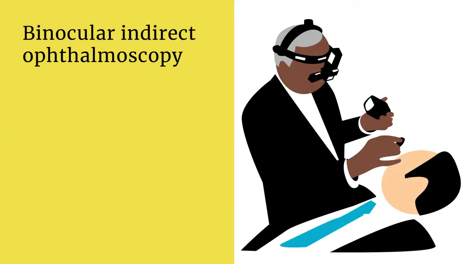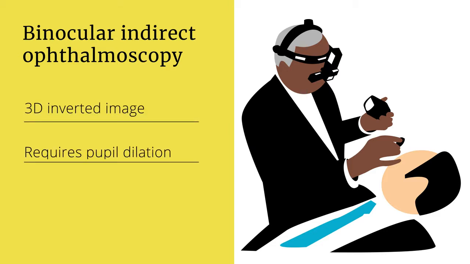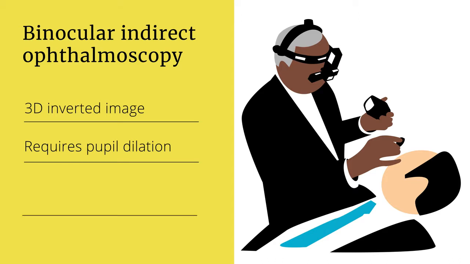In binocular indirect ophthalmoscopy, a trained examiner sees a three-dimensional but inverted image. This method requires pupil dilation and is best performed with the patient reclined. It provides an adequate view and magnification, but it's not easy to see the details of any damage to the macula, maculopathy. No screening program currently uses this method.